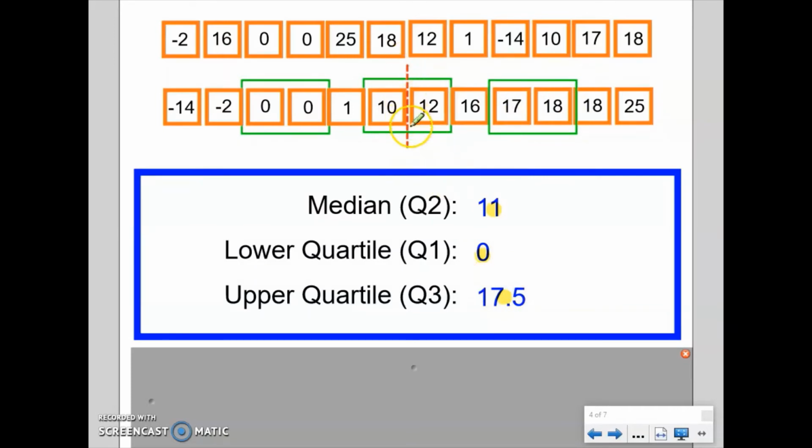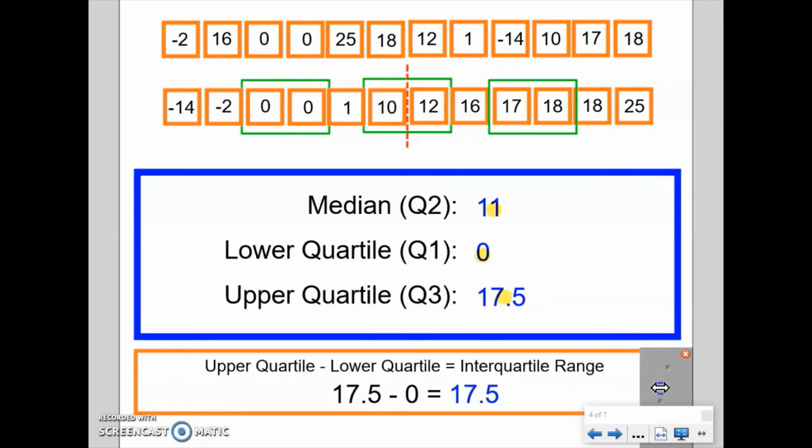Remember that when our median is not a true value, then we include this number in this data set, finding Q3, and we include this number in this data set, finding Q1. Now I found Q1, 2, and 3, I can go ahead and find my interquartile range by doing a little subtract. 17.5 take away 0 is 17.5. So Q3 subtract Q1 gives me an interquartile range of 17.5.